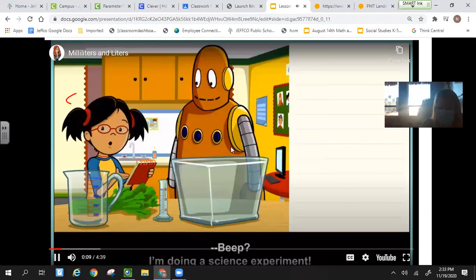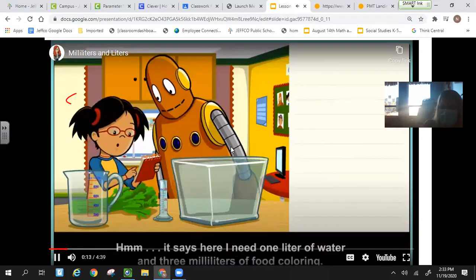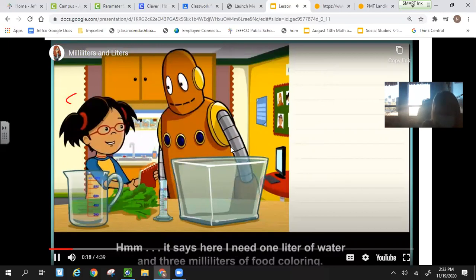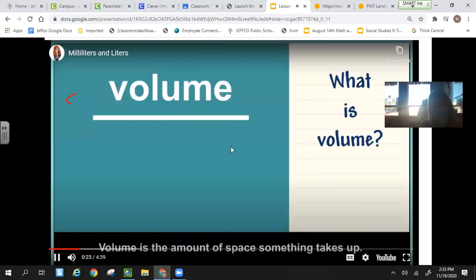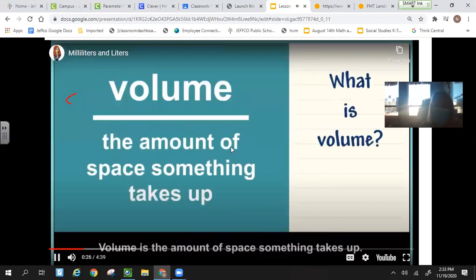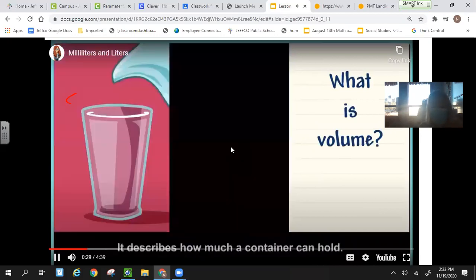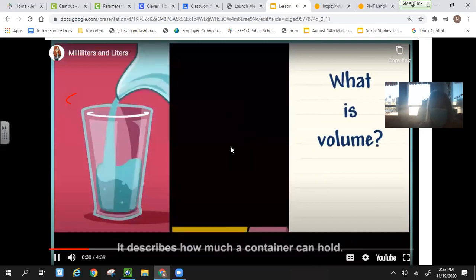I'm doing a science experiment. It says here I need 1 liter of water and 3 milliliters of food coloring. What is volume? Volume is the amount of space something takes up. It describes how much a container can hold.